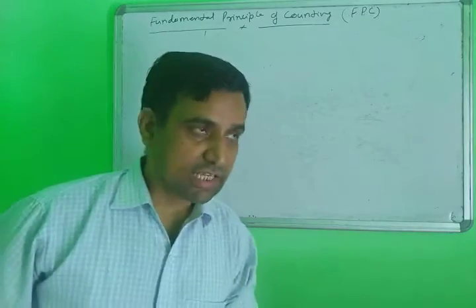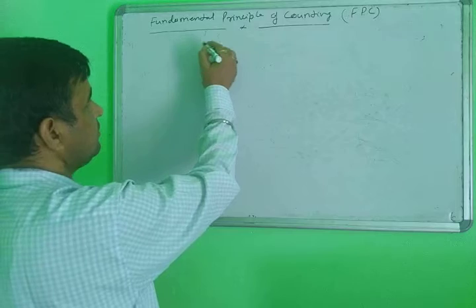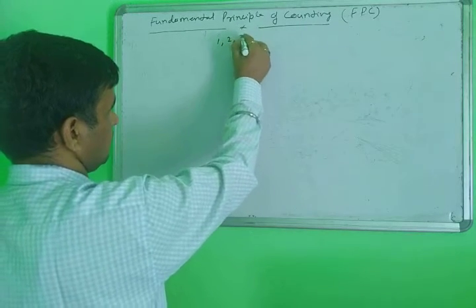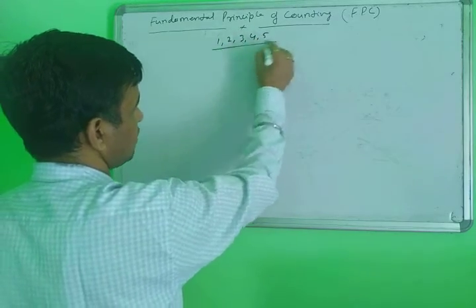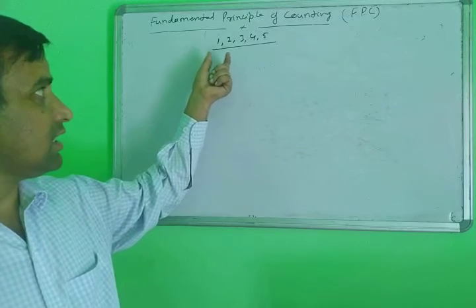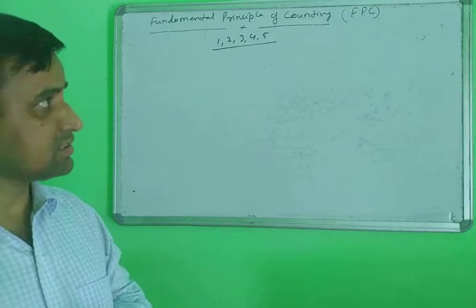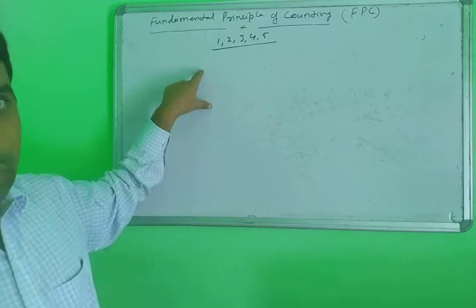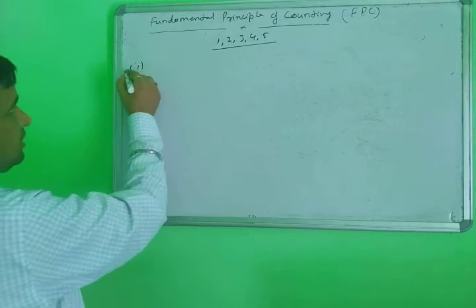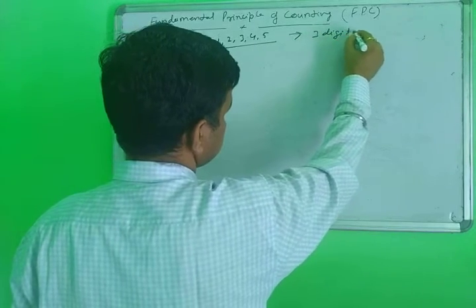Yes students, the second example is this. Suppose you have the 5 digits, 1, 2, 3, 4, 5, only these 5 digits. And there are two conditions. You will make 3-digit numbers. Repetition is allowed or repetition is not allowed. You will make your 3-digit number.